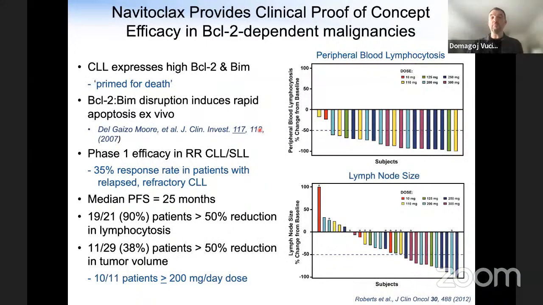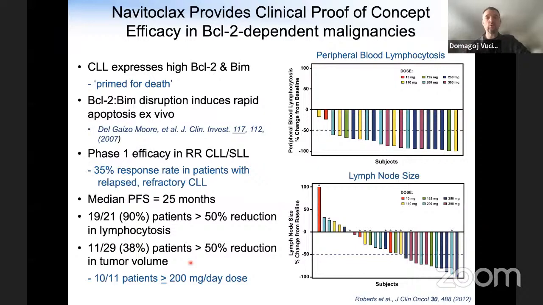And so now this was taken to clinical trials, and we see that it was very effective, a lot of efficacy in BCL2 dependent malignancies, for example, CLL, where you express high levels of BCL2 and BIM, it would disrupt this process and cause massive cell death. You can see loss of lymphocytes in the CLL patients, reduction in lymph node size, and all of these parameters really very good. A lot of patients have very good responses, 90% of them in lymphocytosis, almost 40% in reduction of tumor volume. So it was very good for that matter.